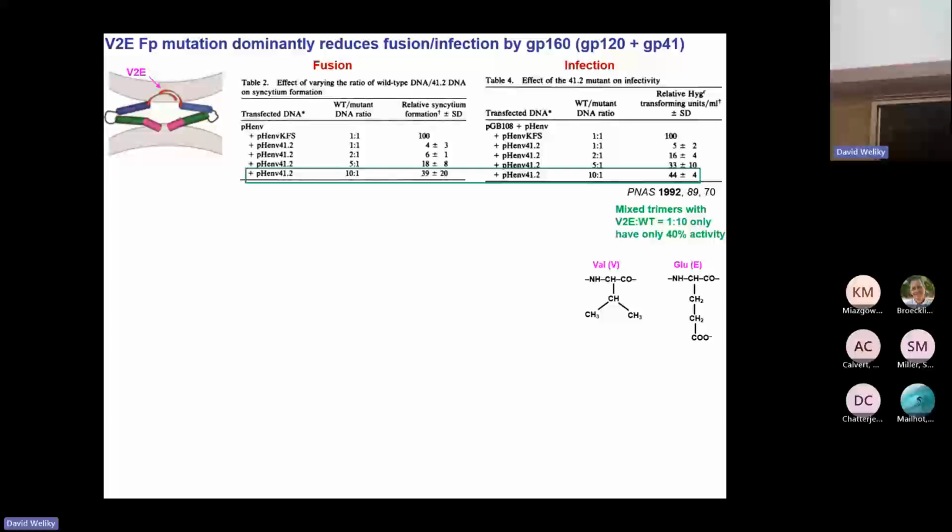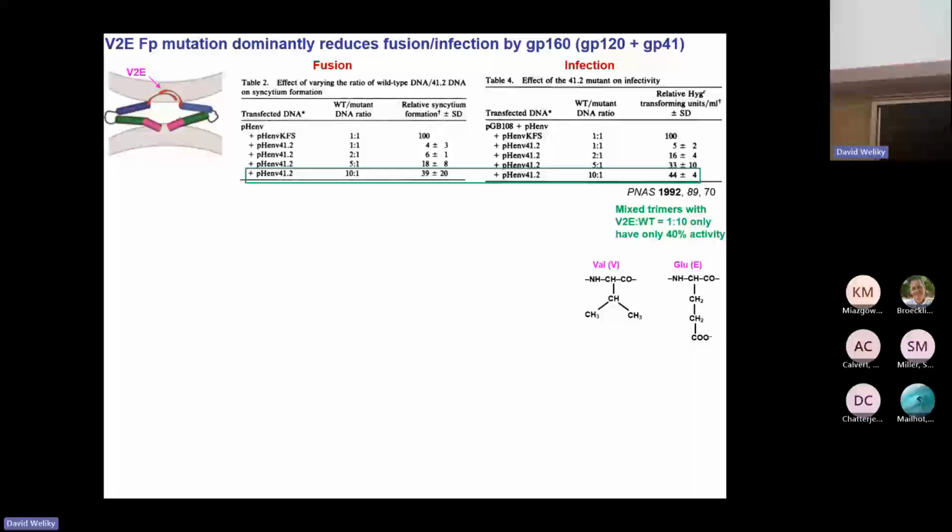It's V2E, so it's in the fusion peptide. This is actually the N terminus of the protein, so right at the end. It's an engineered mutation. It was first made in viruses, so that's the data I'm showing you here. It was first discovered about 30 years ago.